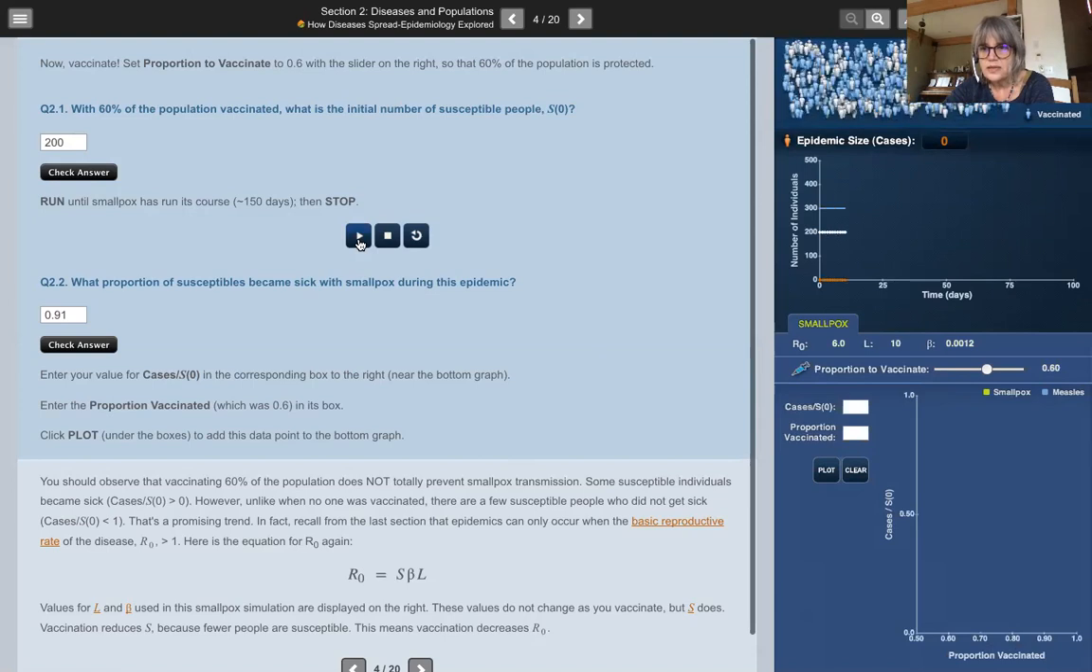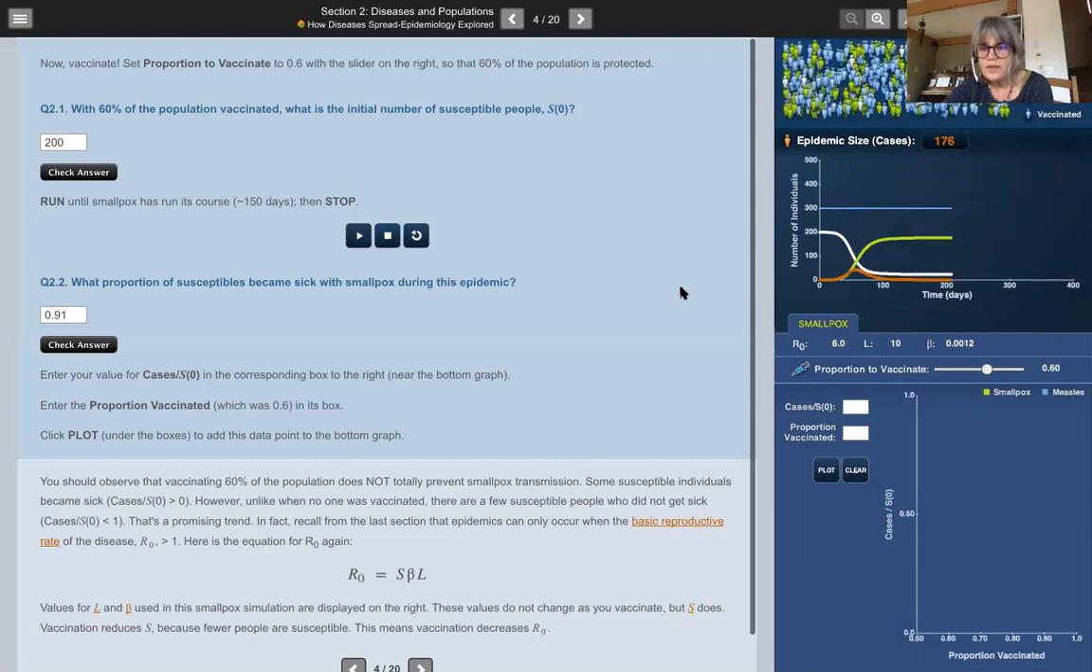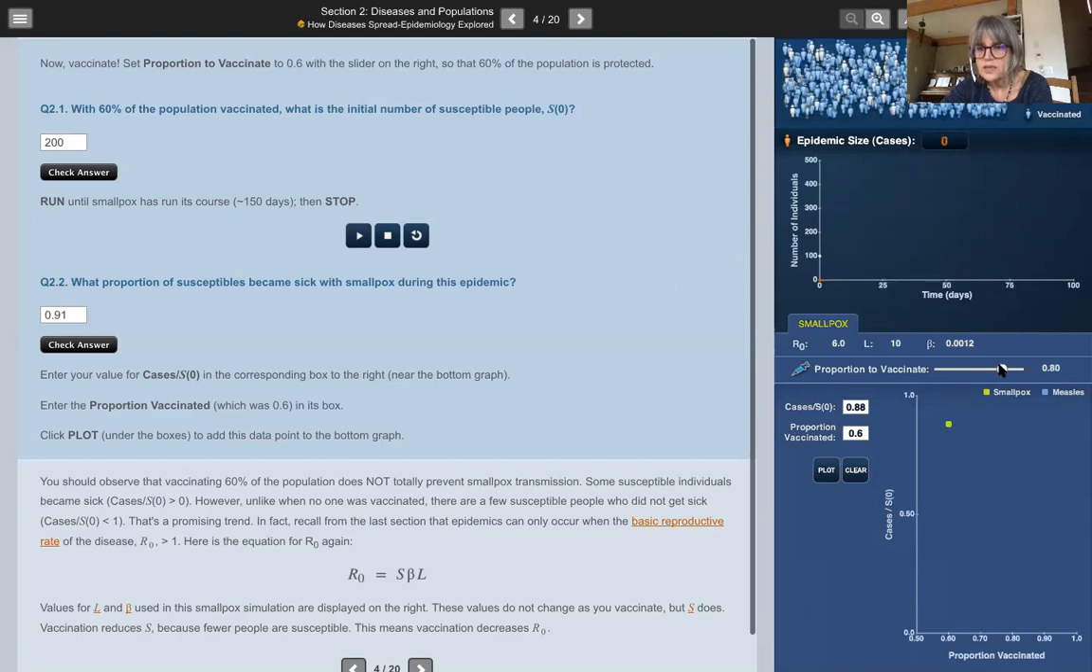I can run that simulation and notice that the number of cases is increasing and then it stops at 176. My population started at 200, so this would be 176 divided by 200, which is 0.88. My proportion vaccinated is 0.6. Then I plot that, and that gives me a value. I can then change my vaccination rate to 80% and hit start.